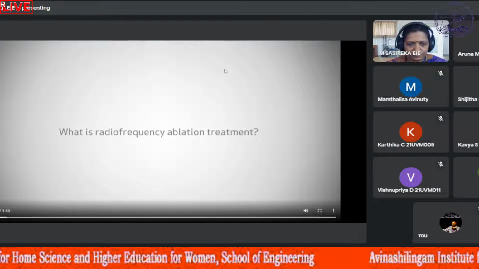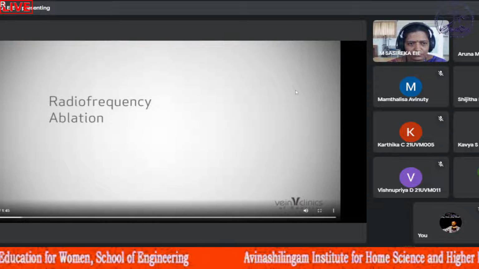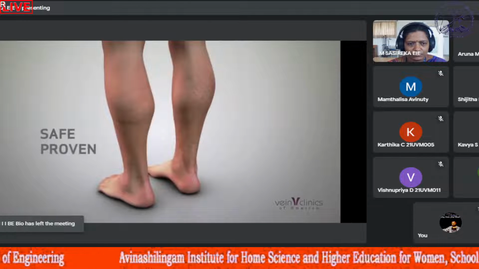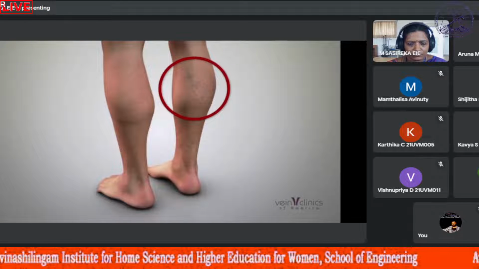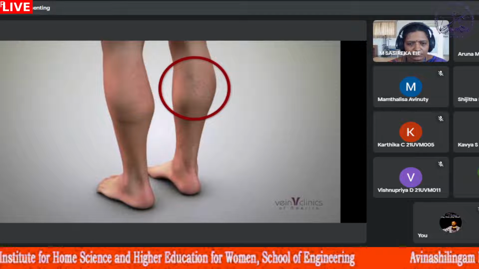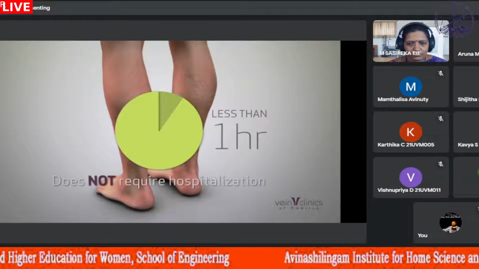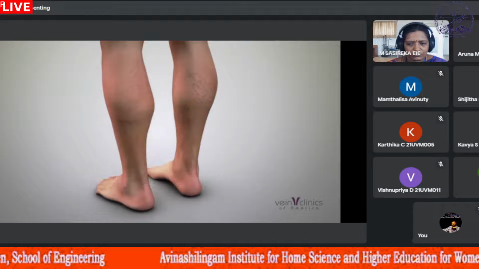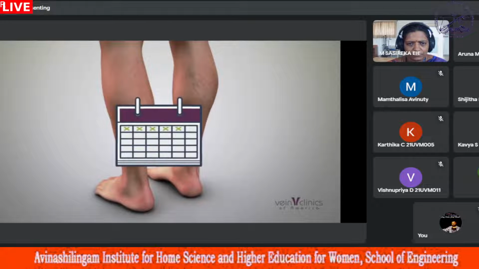What is radiofrequency ablation treatment? Radiofrequency ablation treatment, or RFA, is a safe, proven medical procedure that not only treats the symptoms of varicose veins, but also treats the underlying condition that causes them. The outpatient procedure time is usually less than an hour and does not require hospitalization. While some discomfort may be experienced after treatment, typically the discomfort diminishes within a few days.